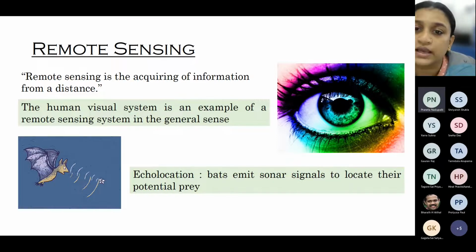One is the human eye. It is a visual system and it is also an example of remote sensing in a general sense. And the next is the technique used by bats. This is echolocation. A bat emits sonar signals and uses them to locate potential prey, because when the signal gets obstructed, they are able to identify where the obstruction may lie.